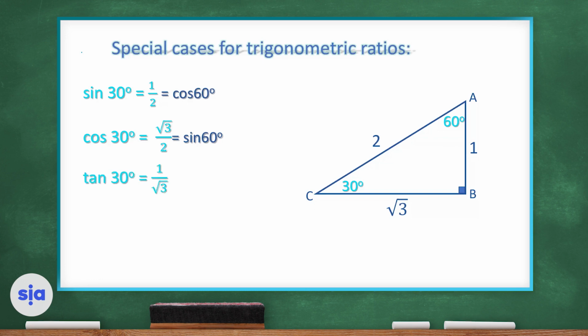Tan 30 equals 1 over square root of 3. If you want to simplify it more, it will be square root of 3 over 3. Tan 60, which is the opposite over the adjacent, is square root of 3 over 1, which is square root of 3.